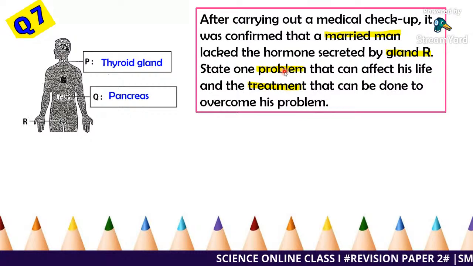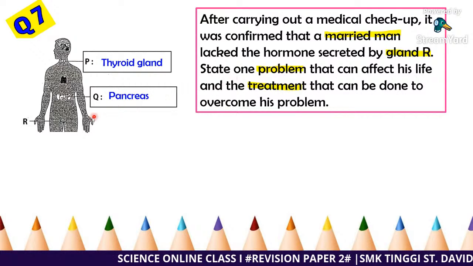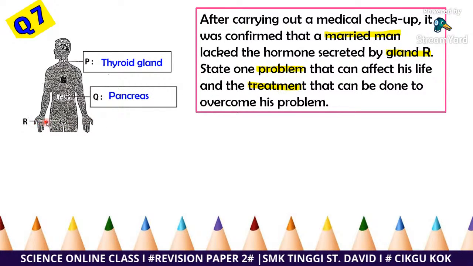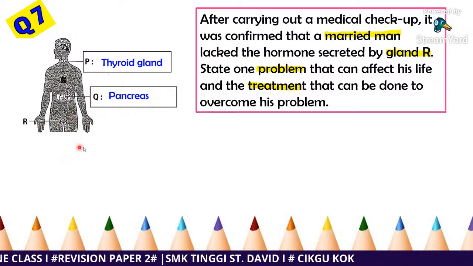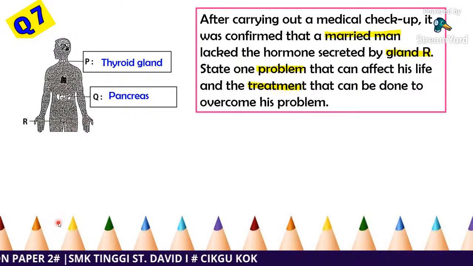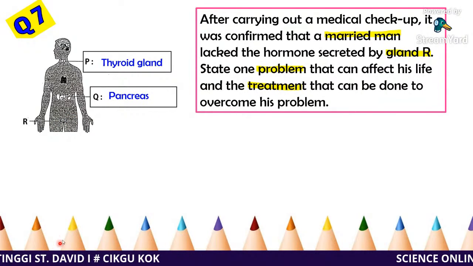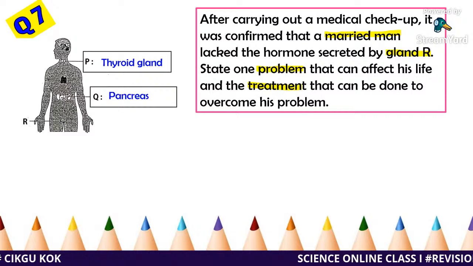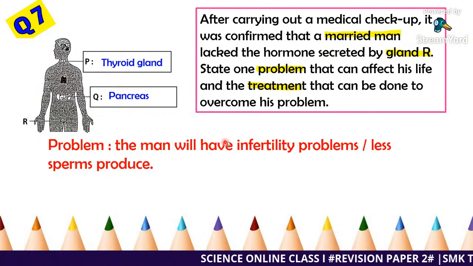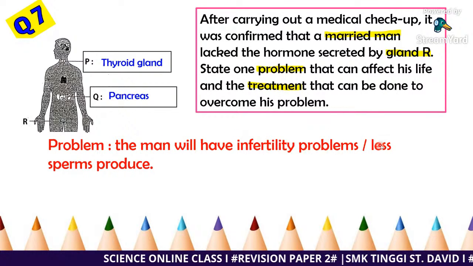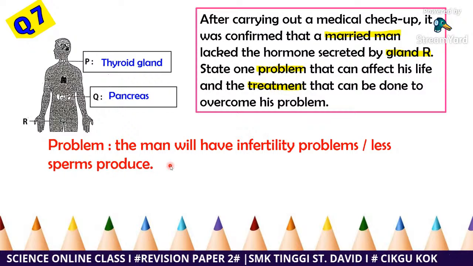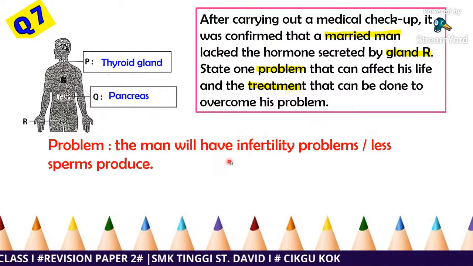The problem is what? If they have less hormone from the gland R, the problem is infertility. You also can say less sperm is produced. This is a problem. First, the man will have an infertility problem. Number 2, less sperm is produced. Okay, treatment.